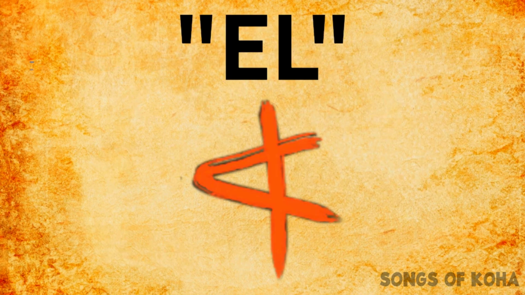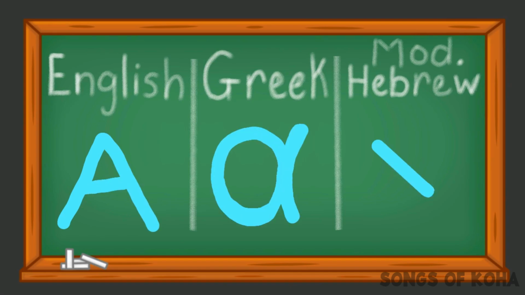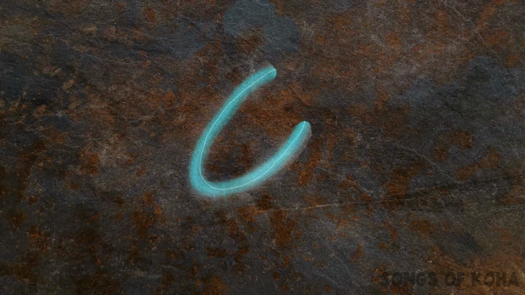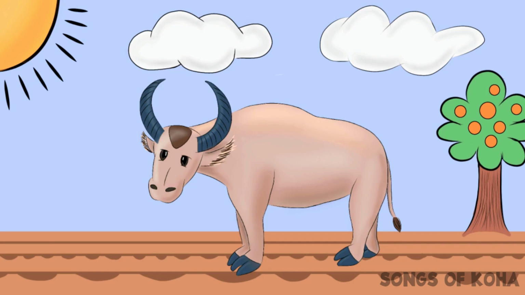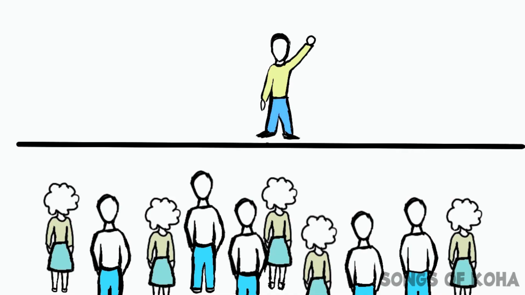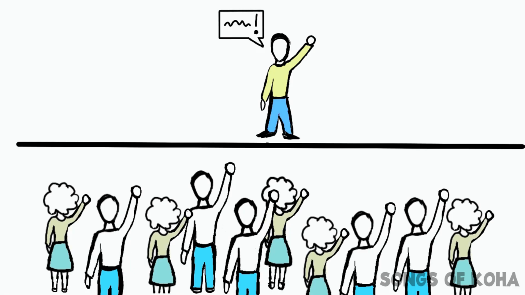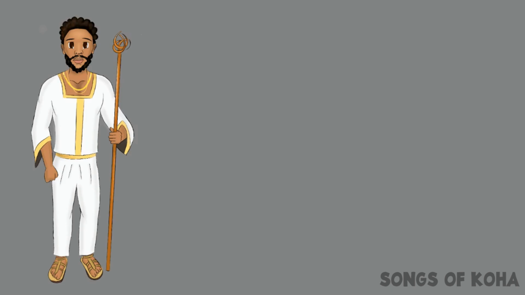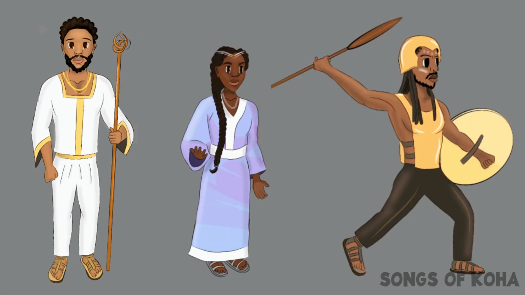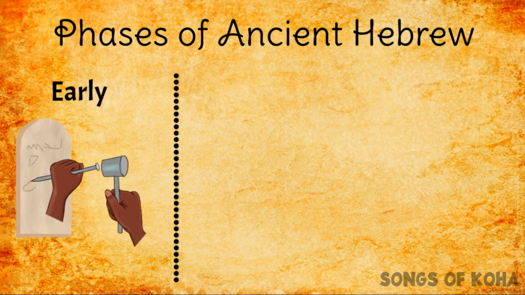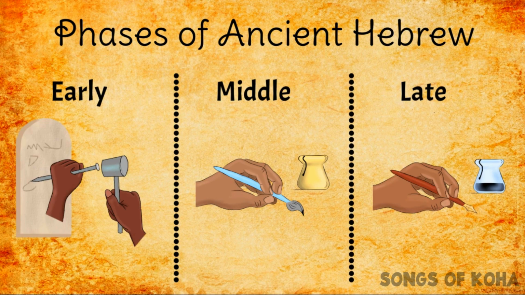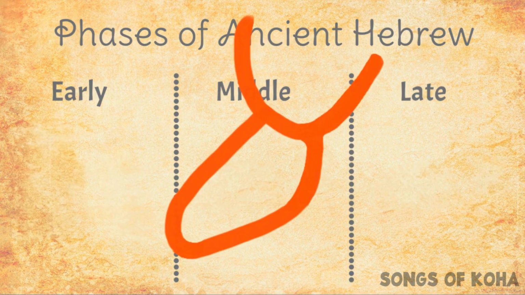This letter is the modern equivalent of A, Alpha, or Aleph in the modern Hebrew. But in our earliest records of the Hebrew language, it was an ox. Pronounced Ah, this letter represents strength and power, like that of an ox. It can also represent a leader, someone who possesses both strength and power, like a great king, a queen, or a mighty warrior. There are 3 phases of ancient Hebrew: early, middle, and late. The ox character we just learned was most commonly used in early ancient Hebrew.